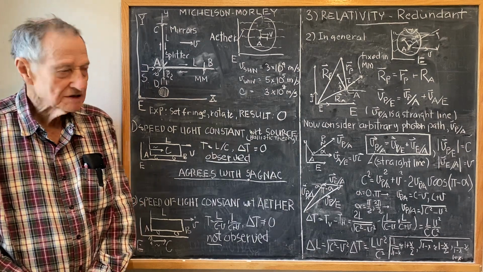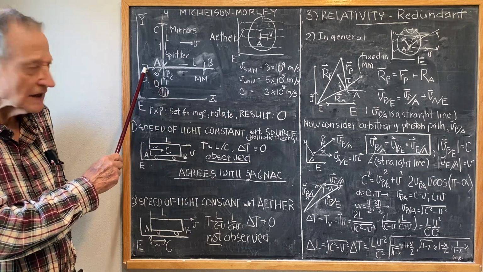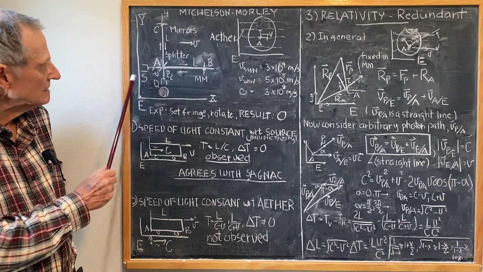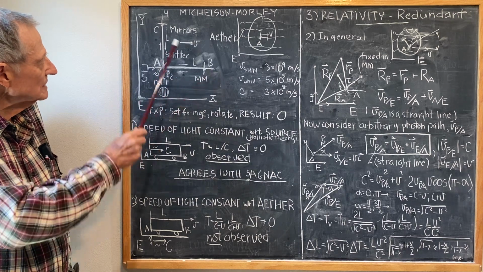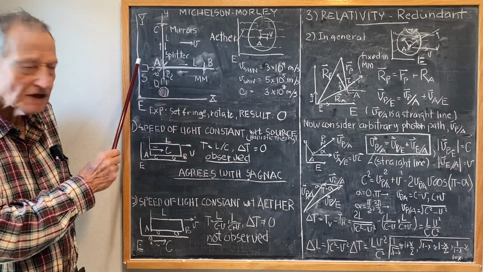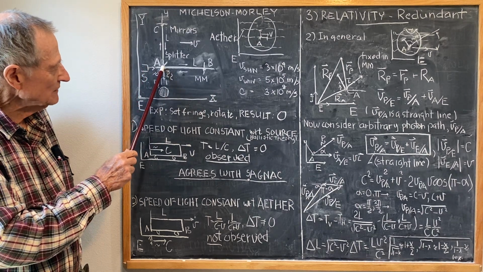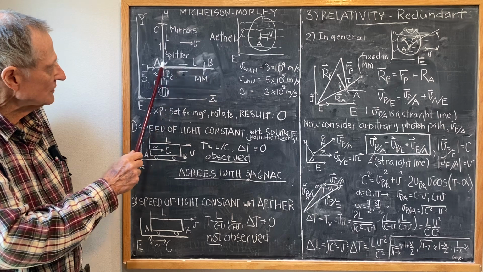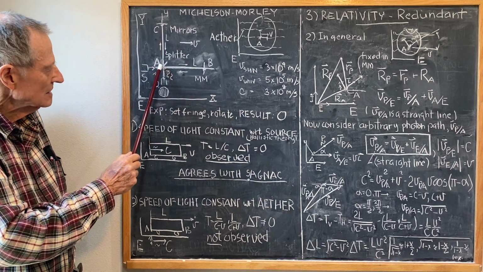The experiment consisted of a source of photons, either light or laser, a beam splitter, and 2 mirrors B and C. The photons emitted from the source hit the beam splitter. Half of them would continue on to B and be reflected back. The other half would continue on to C and be reflected back.